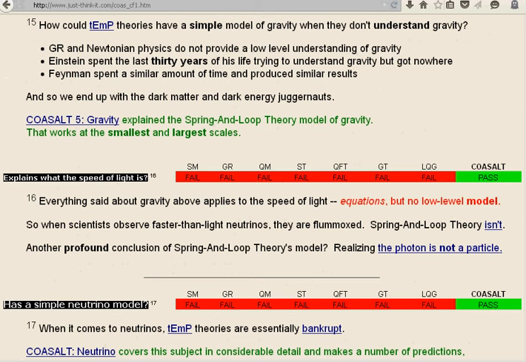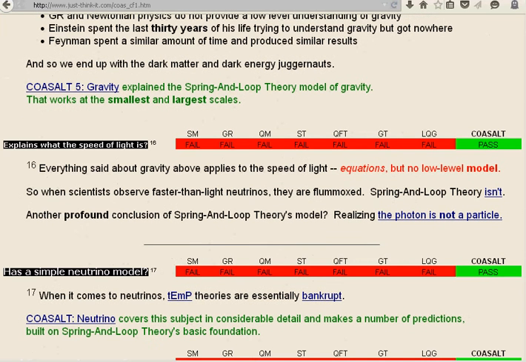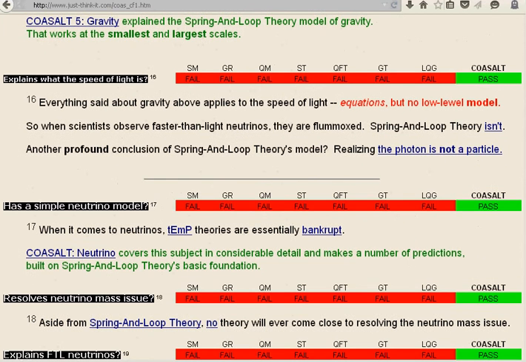Number 17. Does the theory have a simple neutrino model? When it comes to neutrinos, the existing mainstream physics theories are essentially bankrupt. COASALT neutrino covers this subject in considerable detail and makes a number of predictions built on spring and loop theory's basic foundation. Number 18. Does the theory resolve the neutrino mass issue? Aside from spring and loop theory, no theory will ever come close to resolving the neutrino mass issue.